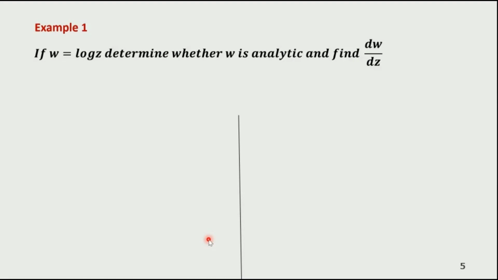If W is equal to log Z, determine whether W is analytic, and if it is analytic, find dW by dZ or the derivative. If W is equal to f of Z, log Z, determine whether W is analytic, and if it is analytic, calculate its derivative, that is dW by dZ. dW by dZ is same as f dash of Z, because we take W is equal to f of Z, so dW by dZ will become f dash of Z.